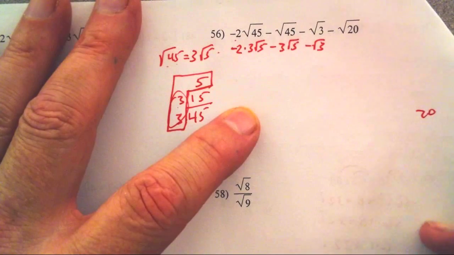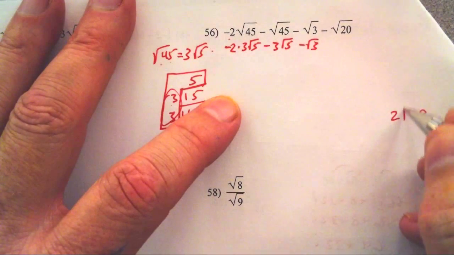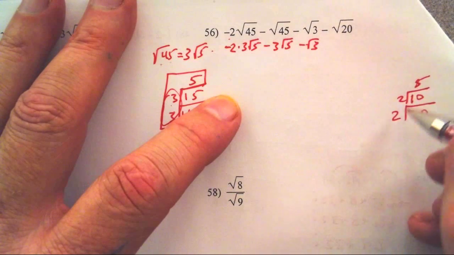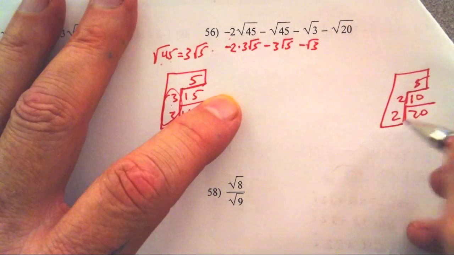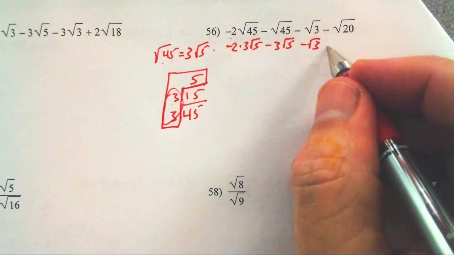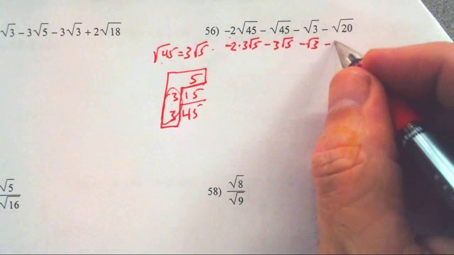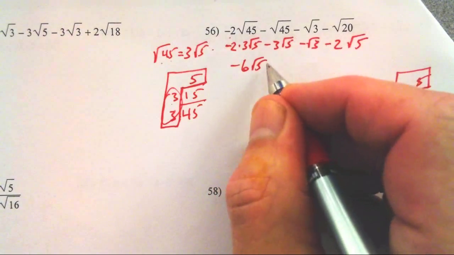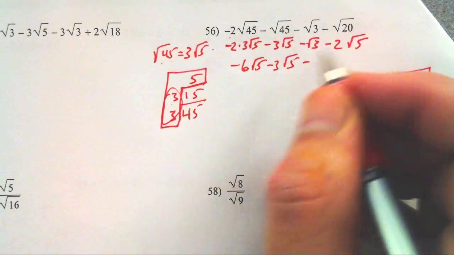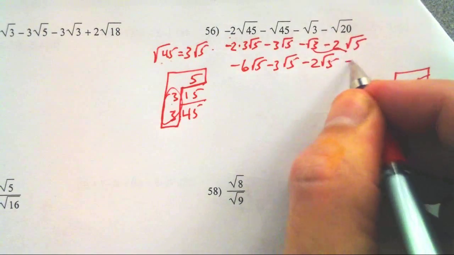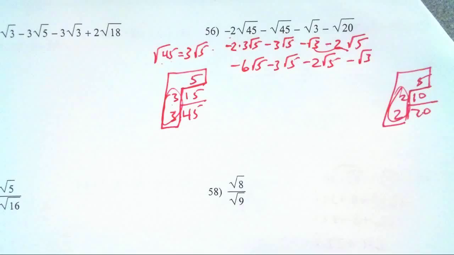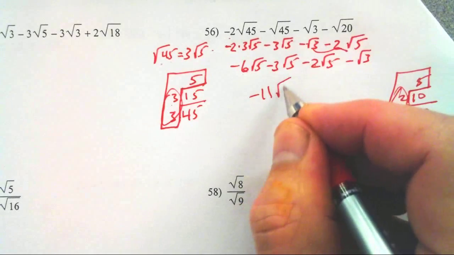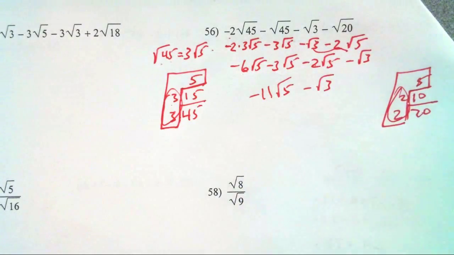Now 20, factor pyramid. 2 goes into that, my lowest prime, 10 times. 2 goes into that, my lowest prime, 5 times. Nothing goes into 5. So the square root of 20 is 2 root 5, and with the minus sign, minus 2 root 5. So what do I have? Negative 6 root 5s minus 3 root 5s minus 2 more root 5s and a plain old minus root 3. So I got a bunch of minus root 5s. Minus 6 minus 3 minus 2, that's negative 11 root 5s and a minus root 3.